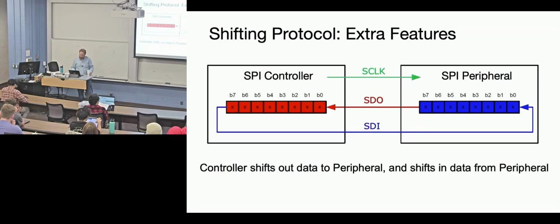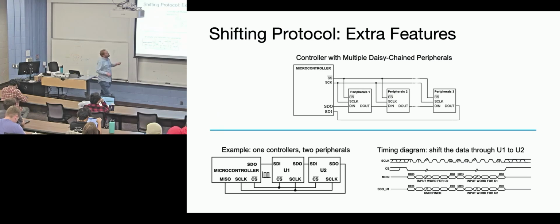So there's other configurations that you could use this in. One common one is for lighting control, so you can daisy chain this. In this particular application, you are clocking data into peripheral 1, and the out of peripheral 1 goes into peripheral 2. Then the out of peripheral 2 goes into peripheral 3.